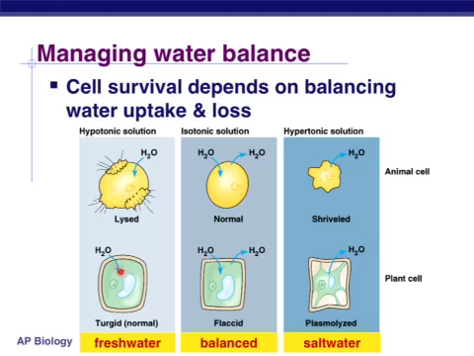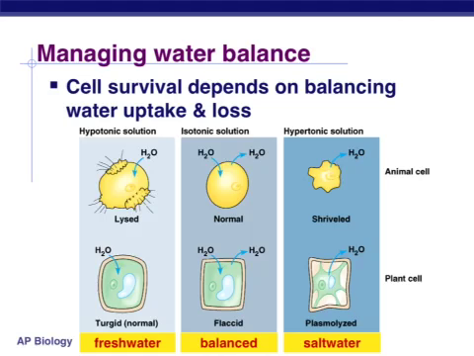Again, water is coming in, but there's going to be no lysing because plant cells have this really nice, strong cell wall that surrounds their cell membrane. The cell will only expand as far as the cell wall allows it to, so it will never burst. Plant cells like this environment best because their cells become nice and turgid and the whole plant stands up straight. This is normal for a plant cell.